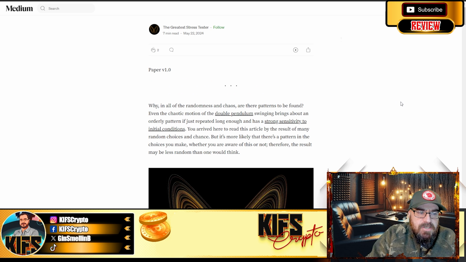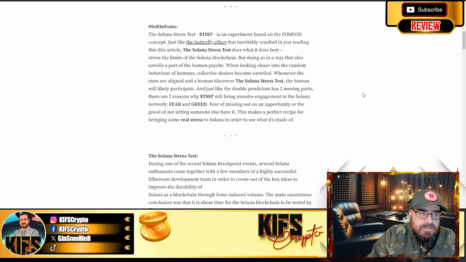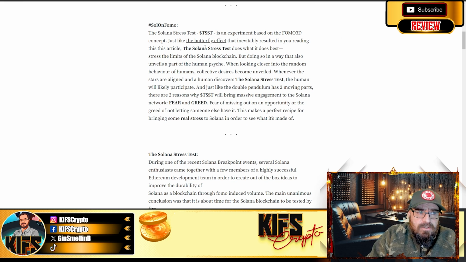And so this is essentially looking at the randomness and chaos of the Solana blockchain and seeing if there are patterns there to be found. The Solana stress test, the ticker is TSST, is an experiment based on the FOMO 3D concept. The Solana stress test does what it does best, and that is to stress the limits of the Solana blockchain.